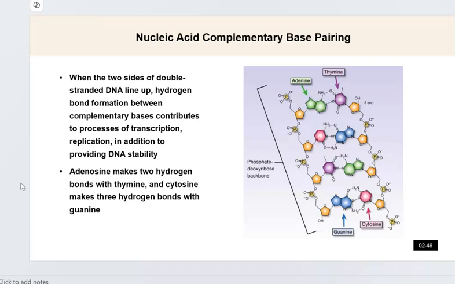Also remember, adenosine makes 2 hydrogen bonds with thymine, and cytosine makes 3 hydrogen bonds with guanine. That's kind of what they want us to know. So adenosine makes 2 hydrogen bonds with thymine, so A and T go together, and C and G go together.